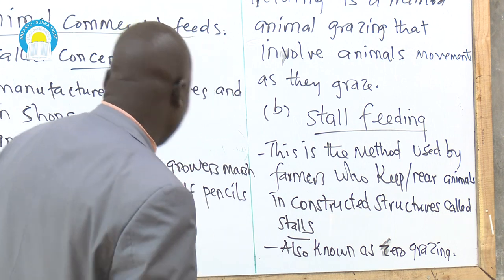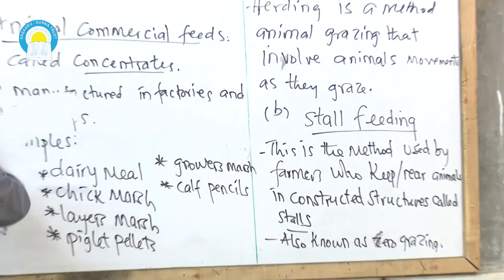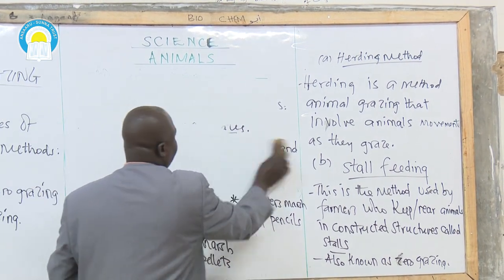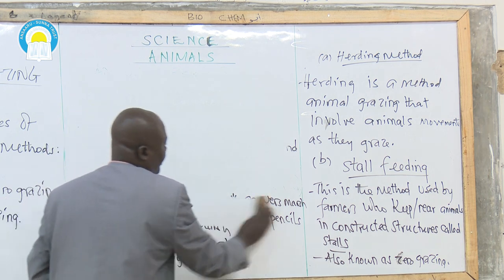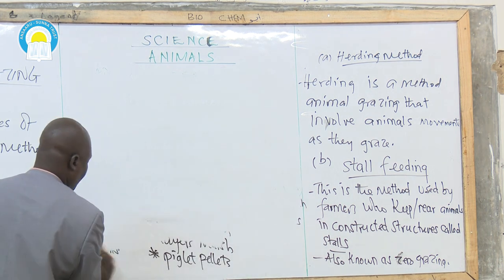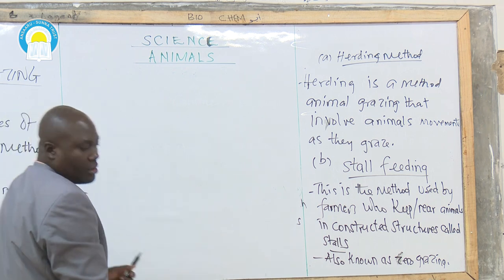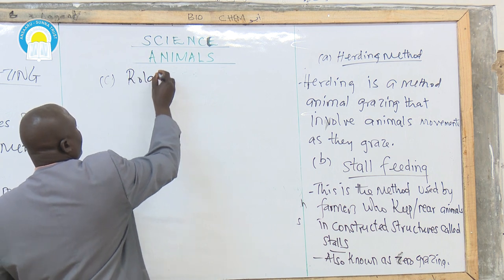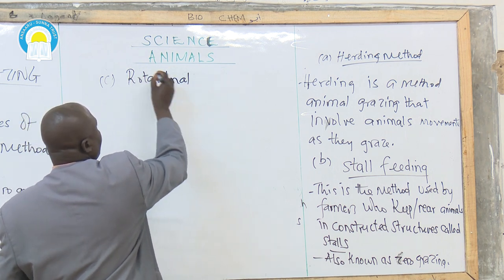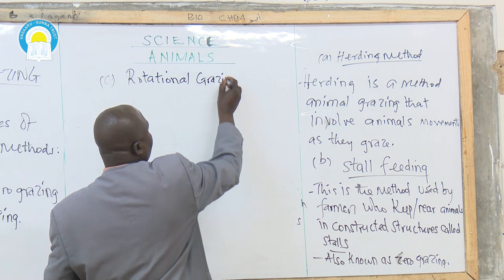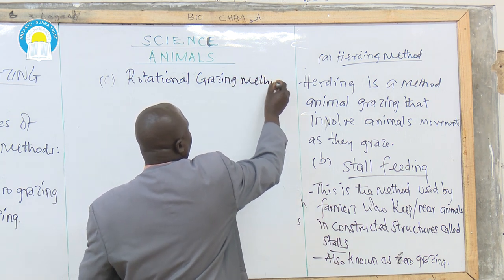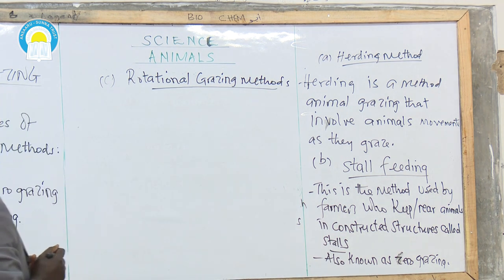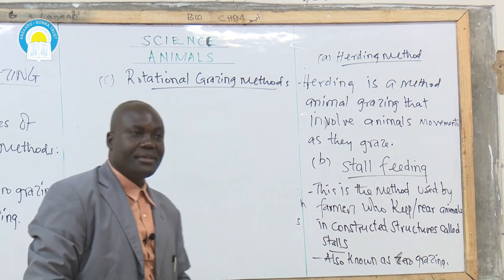Let's come to number C, the method we call rotational grazing methods. Many times this is where the question comes in exam. Rotational grazing methods here, they are grouped into three.